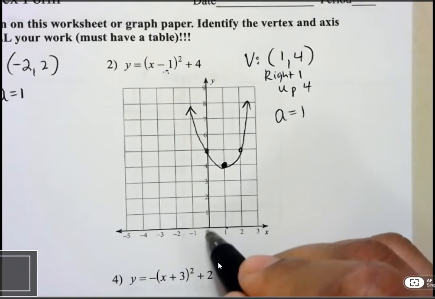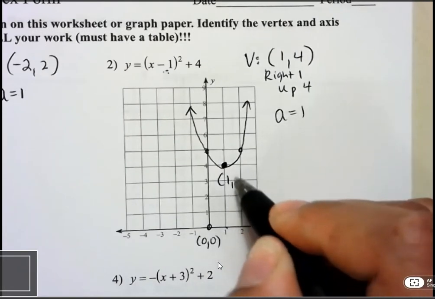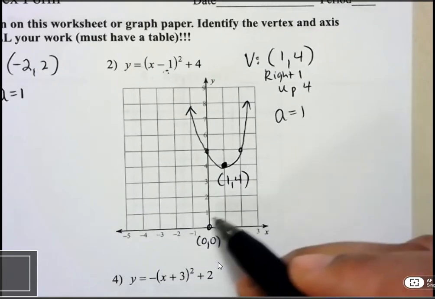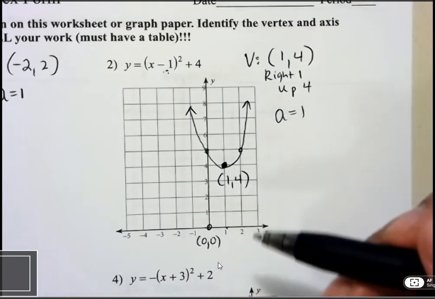And see, this right here is the origin, right? Look at the new vertex, 1, 4. This literally means that it moved to the right 1 and it went up 1, okay?